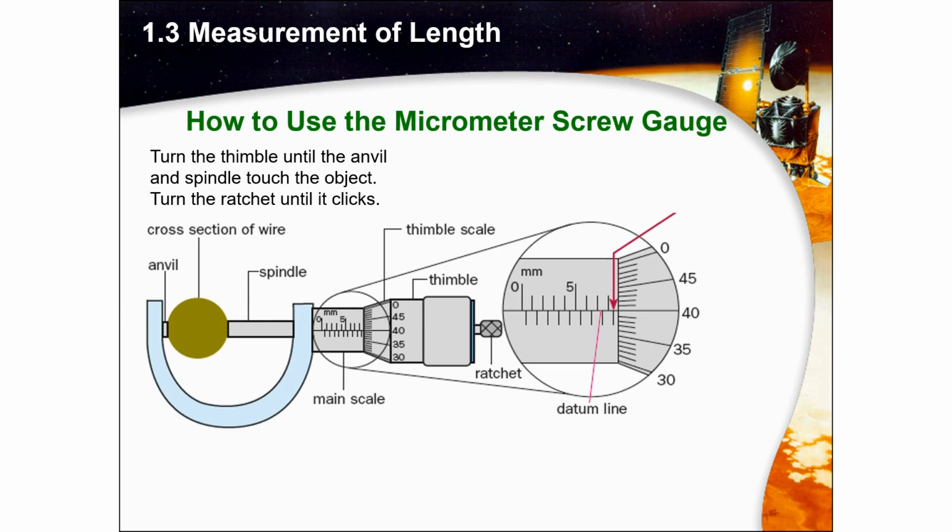Next, we can see the main scale reading. You see the first 0, 1, 2, 3, 4, 5, 6, 7, 8. The first time it stops at 8, and then we can see that the next mark before going to the next part is 8.5, so 8.5 millimeter.